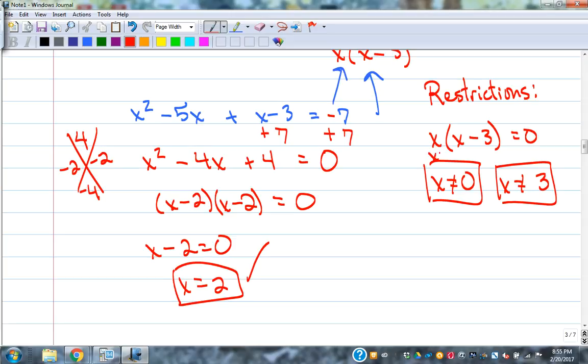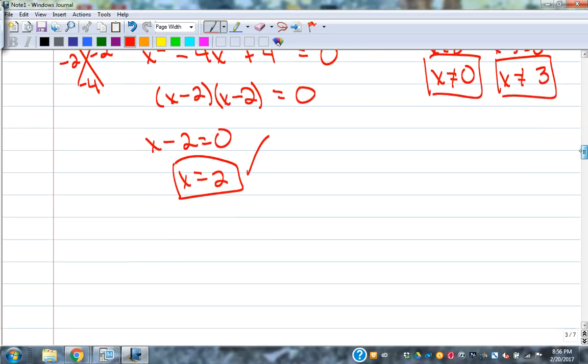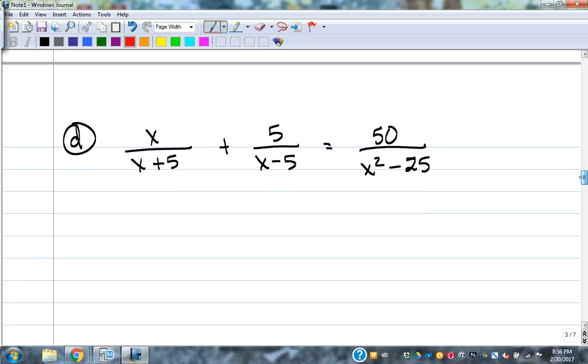Set x equal to 0. And then set x minus 3 equal to 0. Set each factor equal to 0. Well, it's both. Individually and as a whole. So far, so good. Let's get another one.